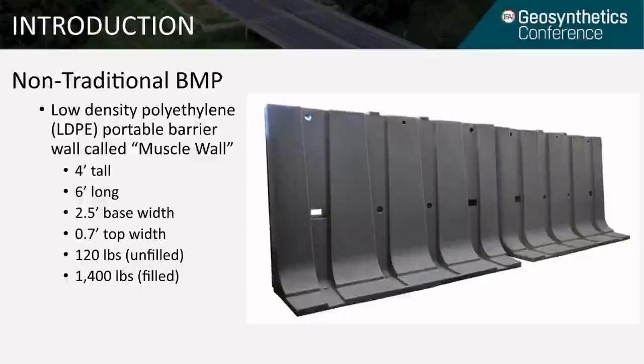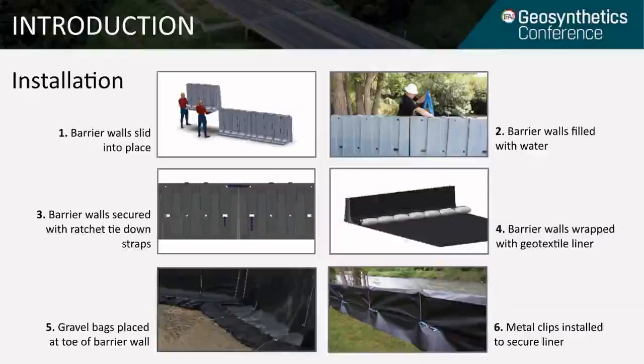It's a portable water-filled barrier wall that comes in a variety of heights. We went with the 4-foot tall model, and each segment of the barrier wall is about 6 feet long. And those segments weigh 120 pounds when they're not filled with water and about 1,400 pounds when filled. So how does the product work?